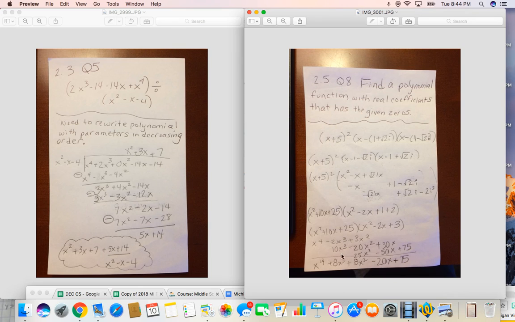And again, notice I'm putting the answers in the column with the like term, and then I'm going to draw the line and add them up. So I get x to the 4th, x cubed, this is x squared minus 20x plus 75. And again, like I was telling you, these might not be your exact zeros that you have, but this is the process that you would follow.